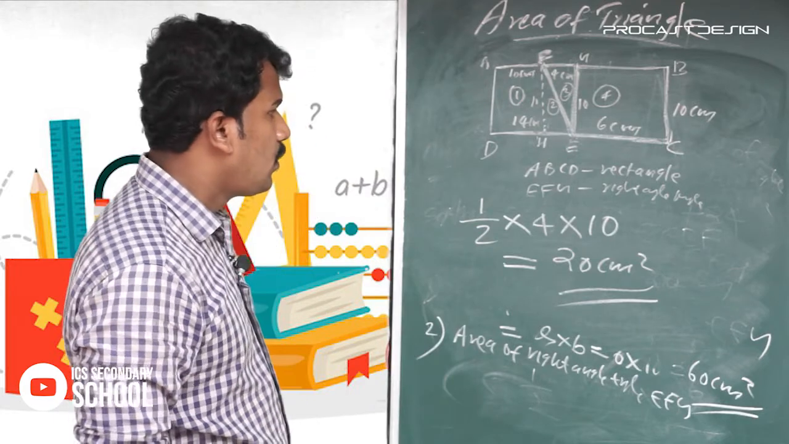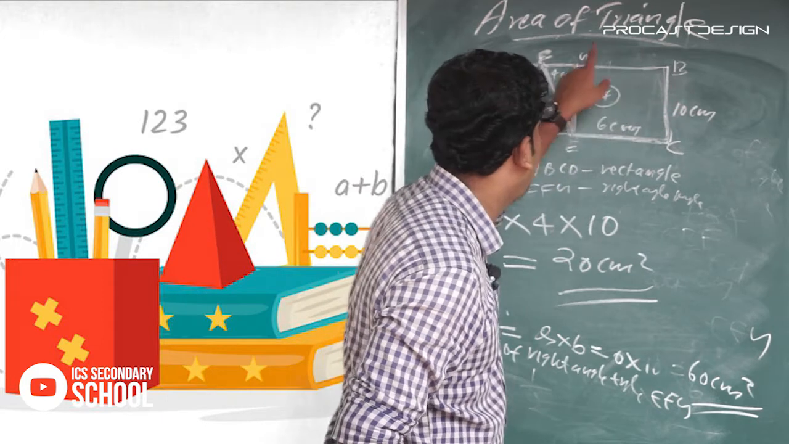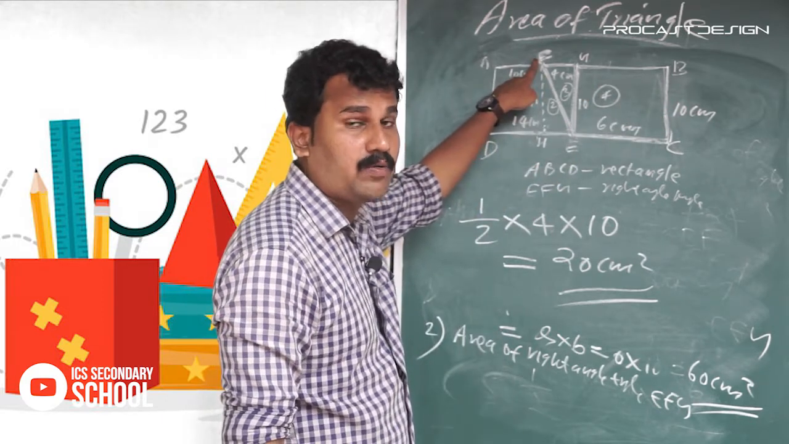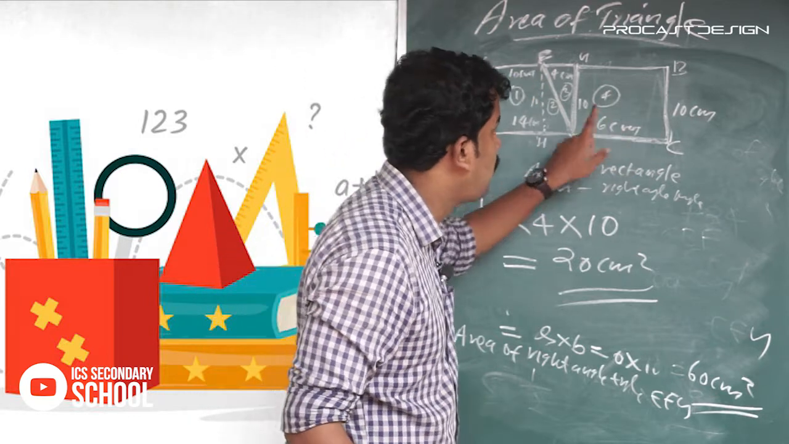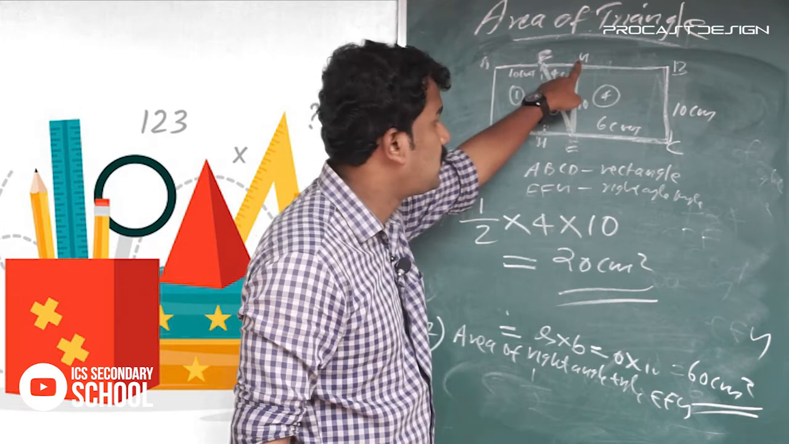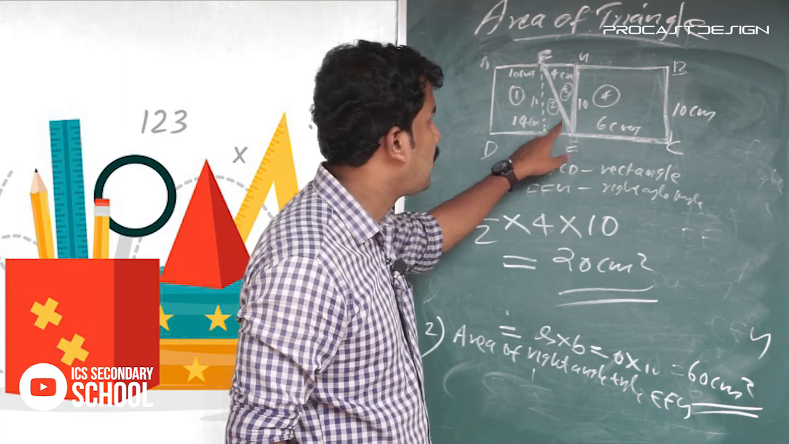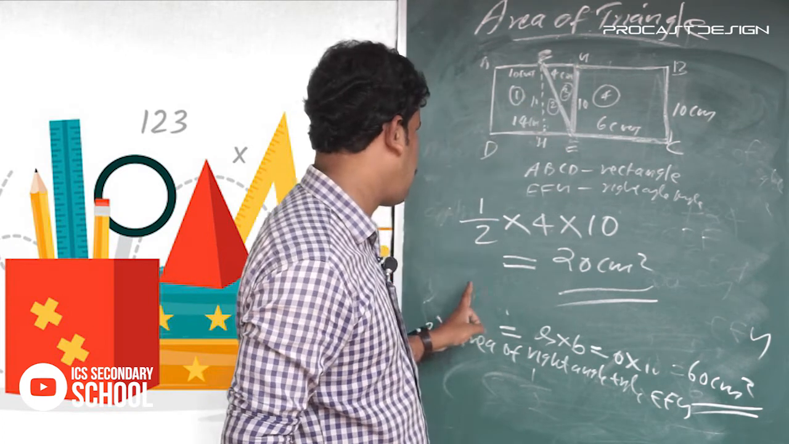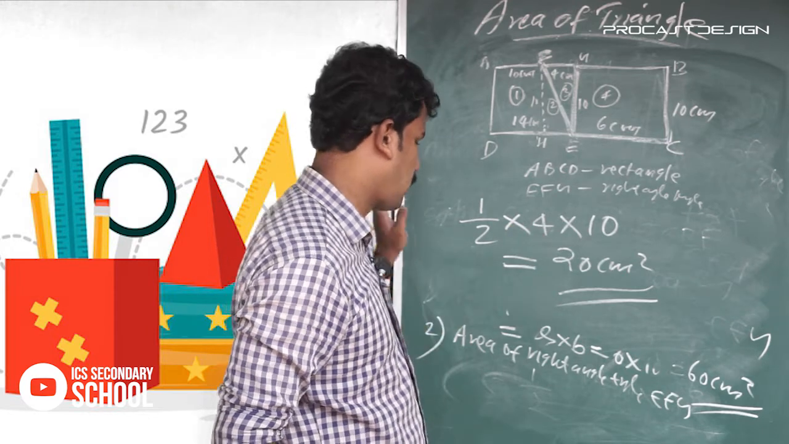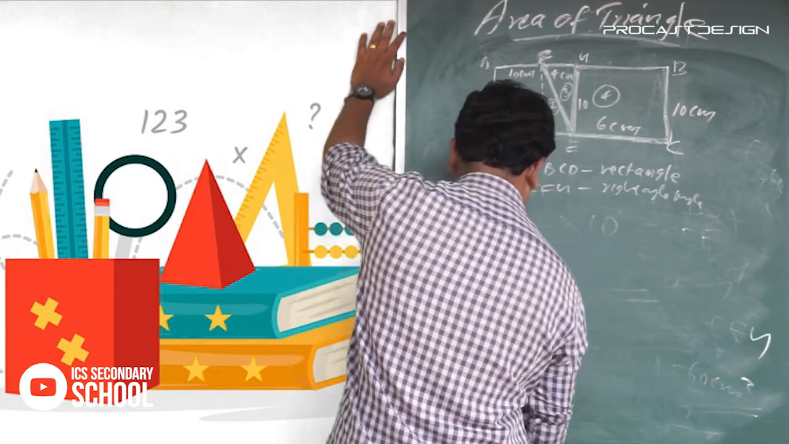So we can calculate the area of trapezium ECBF. How do we calculate the area of trapezium ECBF? Area of rectangle ECBG plus area of right angle triangle EFG. Here we got the area of right angle triangle EFG, that is equal to 20 cm square. Then the total area of trapezium.